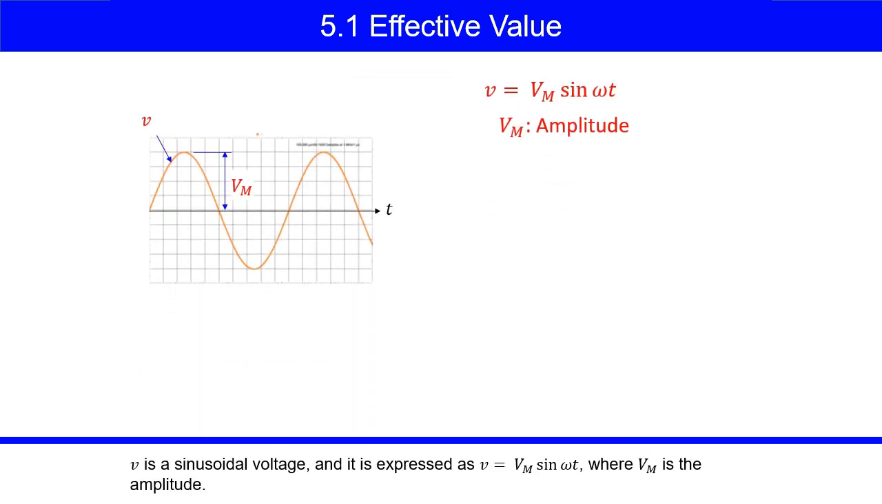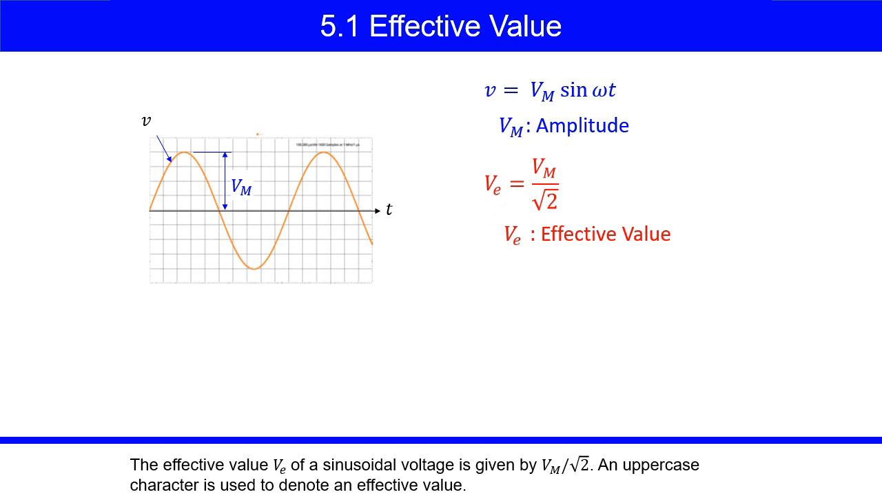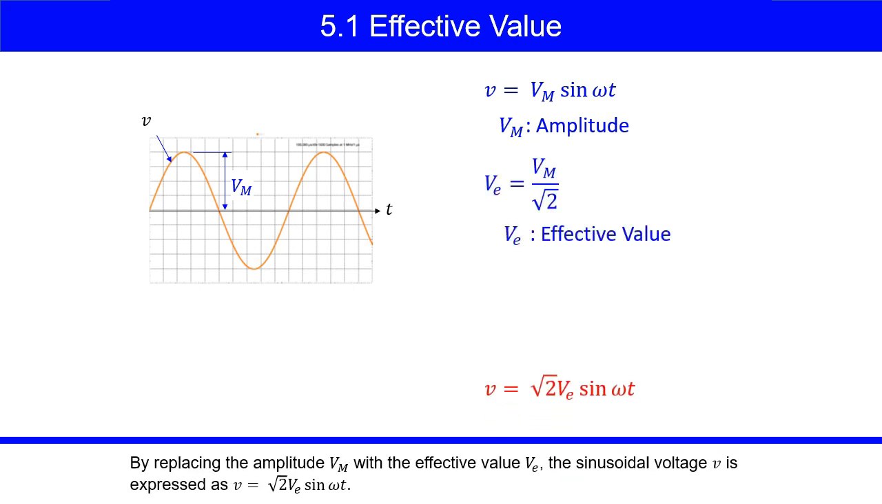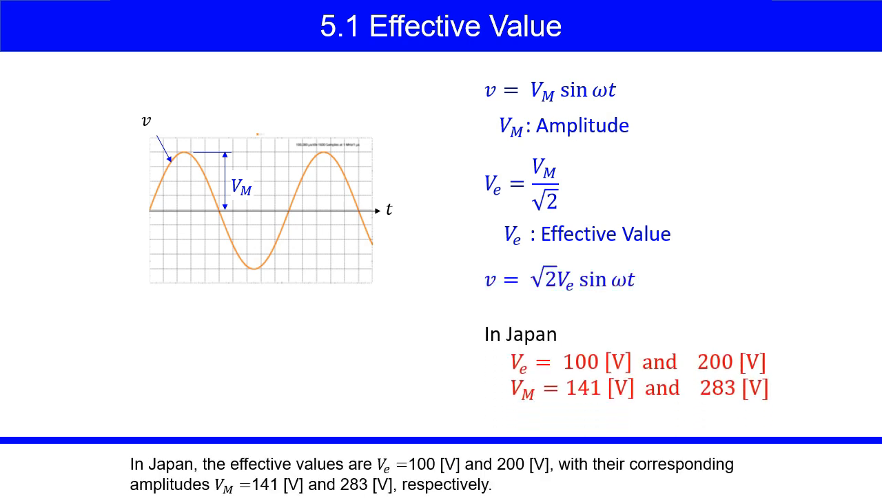V is a sinusoidal voltage, and it is expressed as V equals Vm sin omega t, where Vm is the amplitude. The effective value Ve of a sinusoidal voltage is given by Vm over square root 2. An uppercase character is used to denote an effective value. By replacing the amplitude Vm with the effective value Ve, the sinusoidal voltage V is expressed as V equals square root 2 Ve sin omega t. In Japan, the effective values are Ve equals 100 volts and 200 volts, with their corresponding amplitudes Vm equals 141 volts and 283 volts respectively.